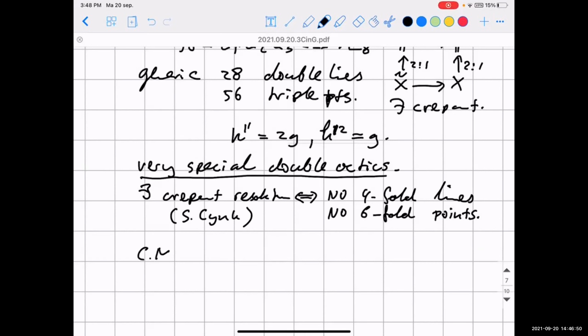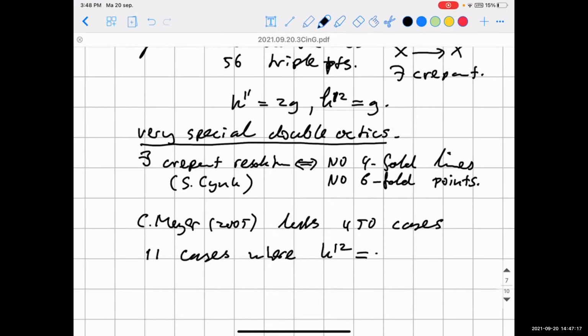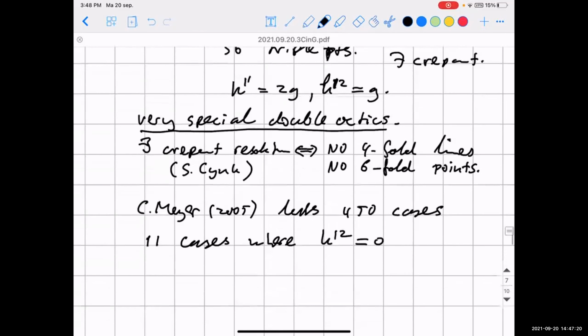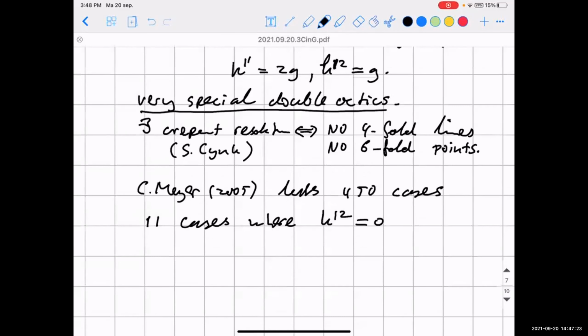And then Christian Meyer, in his thesis, in 2005, made large lists of, I think, 450 cases of all the different intersection patterns that can occur. And there are 11 cases where h12 is 0, so there are 11 rigid configurations and 63 cases with h12 one-parameter families.